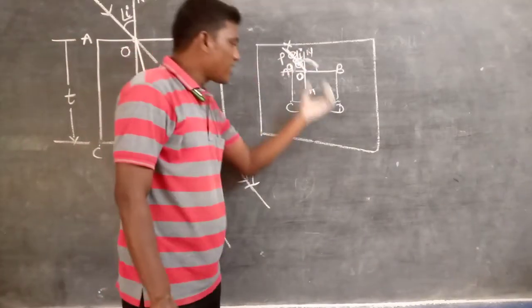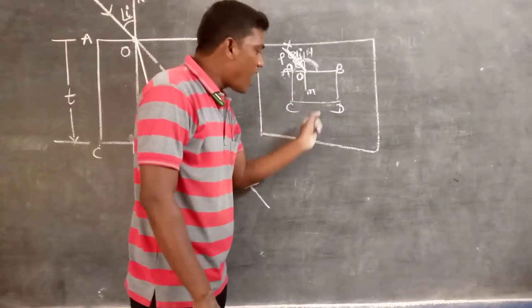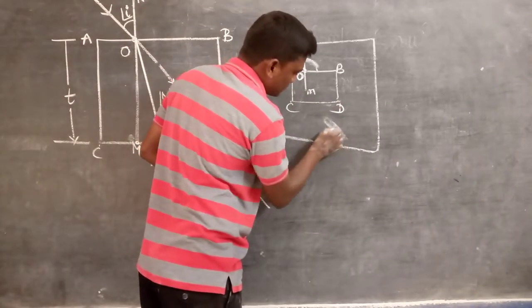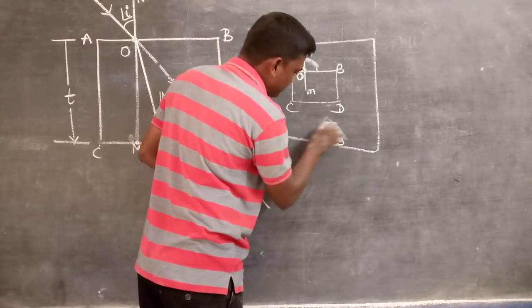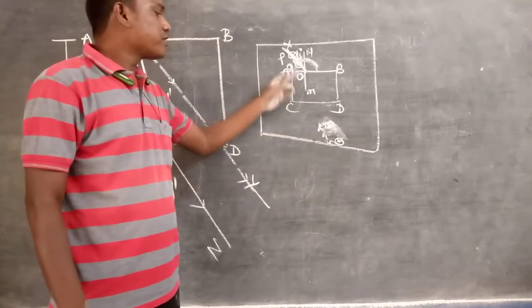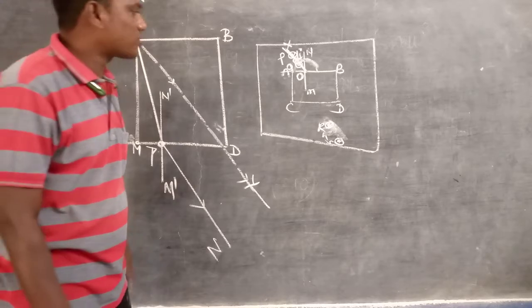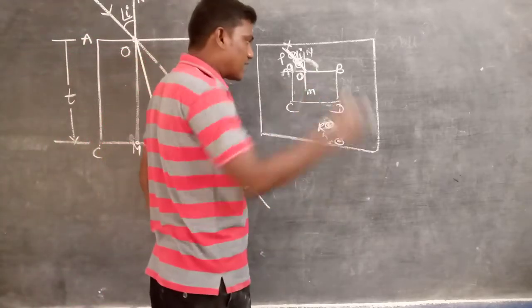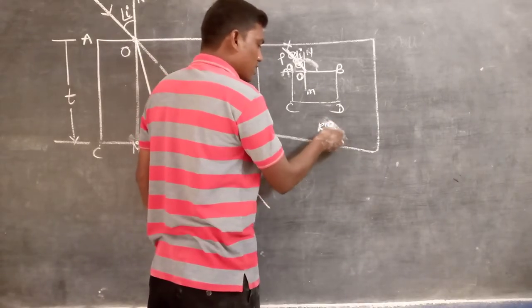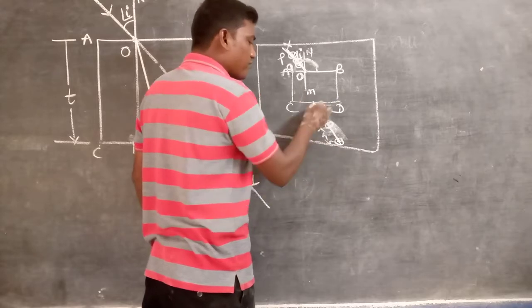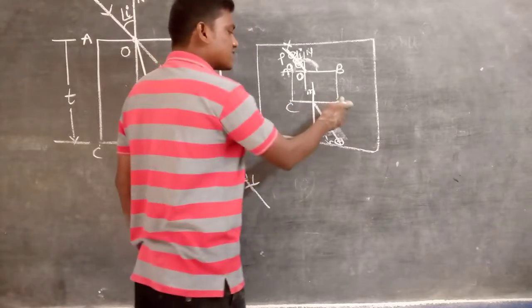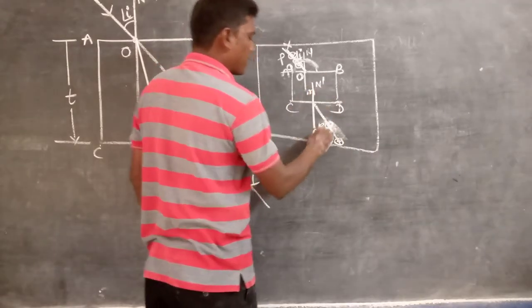After that, we come to the CD side and fix another two pins, R and S, on the other side of CD, so that P, Q, R, S all appear in a straight line. Then we remove the glass slab from the paper, join R and S up to CD, and at that point we draw a normal for the CD surface, N dash M dash.